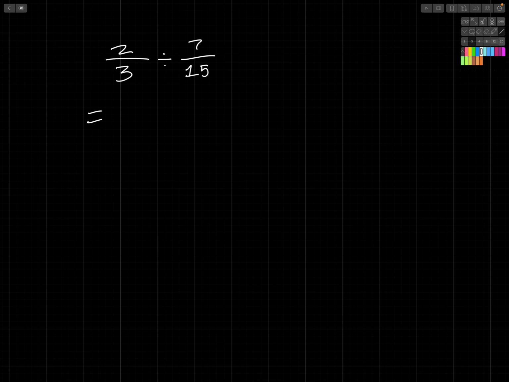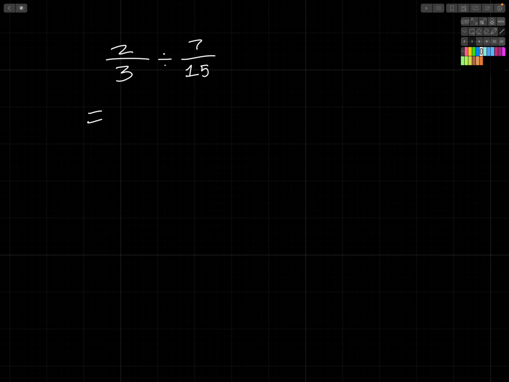Now let's go on to dividing fractions. So we have 2 over 3 divided by 7 over 15. So what we do when dividing fractions is first take this sign, right? We have division. Make it times. Now grab the second number, right? And what you do is you just flip it. So you put 15 on the top and you put 7 on the bottom.